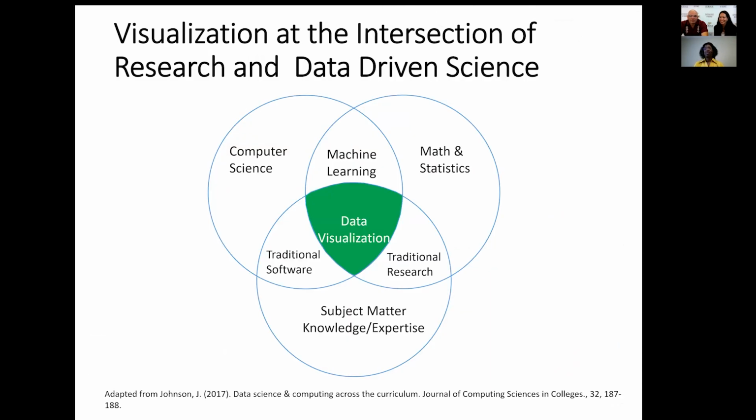So data visualization sits at the intersection of several different fields: computer science, machine learning, math and statistics, traditional research, traditional software, and subject matter knowledge and expertise. Any of these areas use data visualization in some form or fashion. For those interested in learning data visualization, you don't have to be an expert in all of these fields, but data visualization will allow you to communicate with others in these different fields, build connections, and understand different processes in those fields as well. So I like to think of data visualization as a connector.